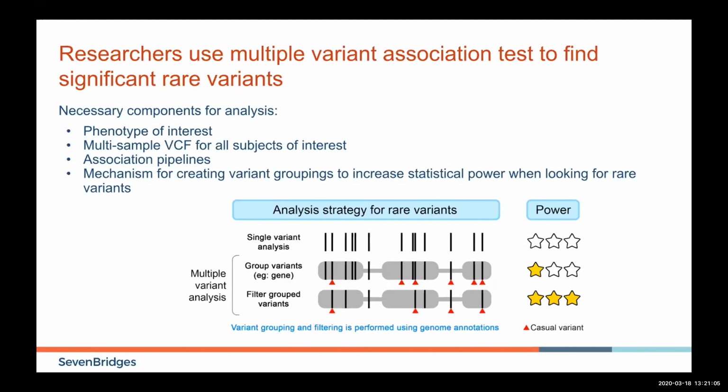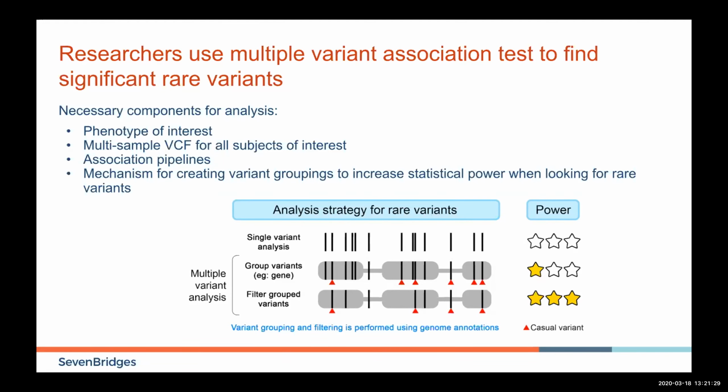Third, they need their association pipelines, and there are several different flavors of this out there. And then finally, if they're doing that multiple variant GWAS, they need a mechanism for creating variant groupings to increase statistical power when they're looking for the rare variants. So to understand this a bit better, please direct your attention to that diagram.